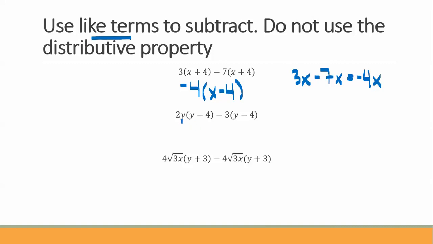Now we have 2y times y minus 4 minus 3 times y minus 4. Our like term is the y minus 4. So we're going to do 2y minus 3 of this y minus 4.